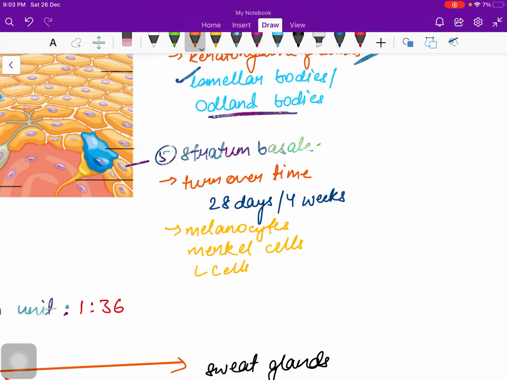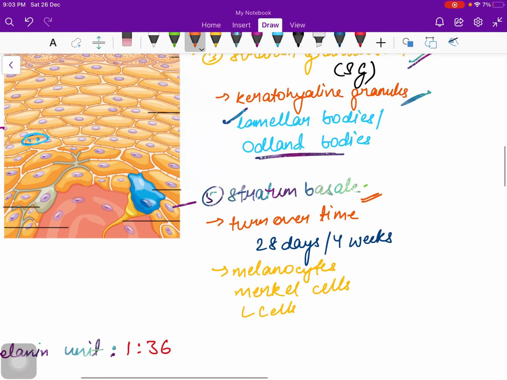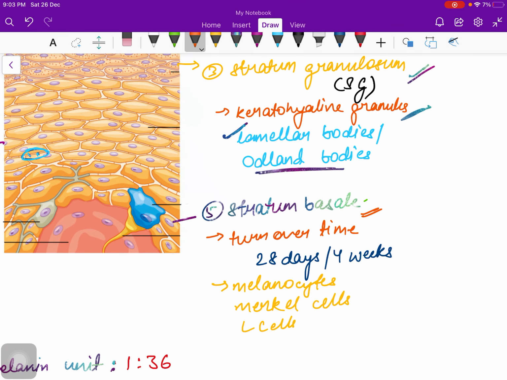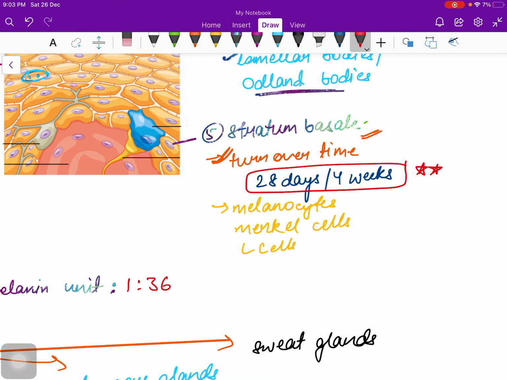The lowermost layer is the stratum basale. Here we have to remember that this is the layer where the active cells are there, and the time it takes for a cell to reach from stratum basale to stratum corneum is your turnover time. And just remember this, that this is 28 days or 4 weeks. This is very important. This has been asked many a times.